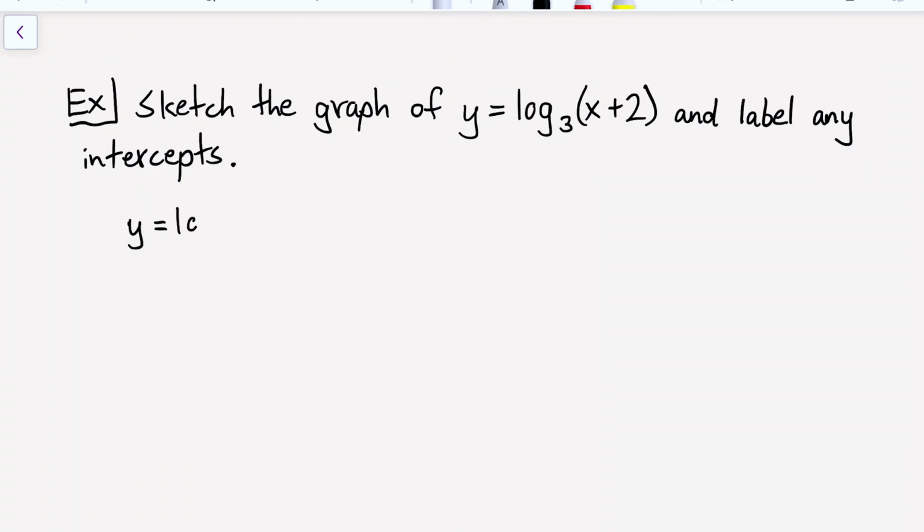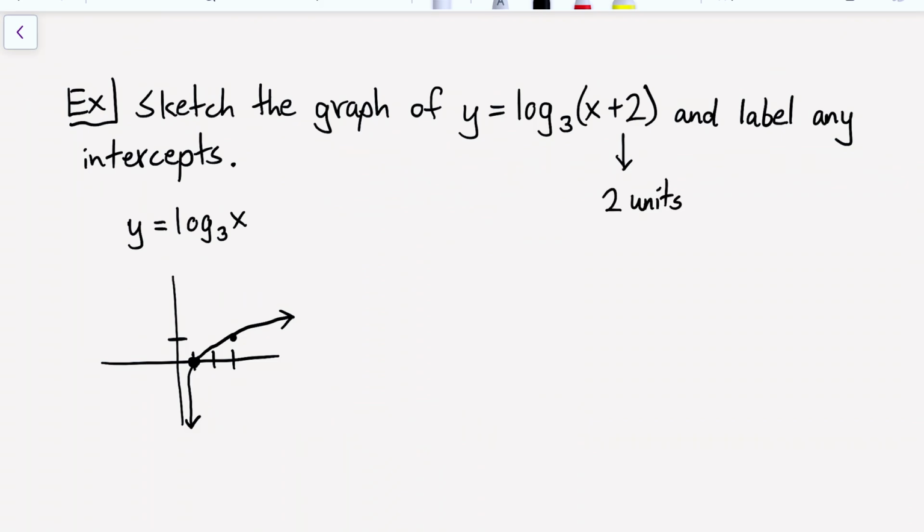Let's sketch the graph of y equals log base 3 of (x plus 2) and label any intercepts. Well, once again, the graph of y equals log base 3 of x is the toolkit function here, and that passes through (1, 0) and (3, 1). So we'll recreate this toolkit function and then consider the transformation.